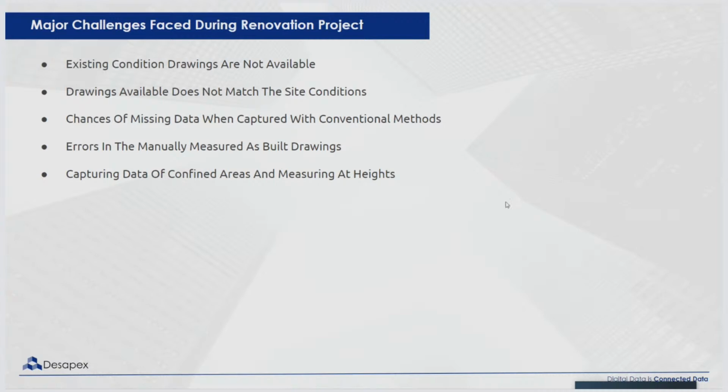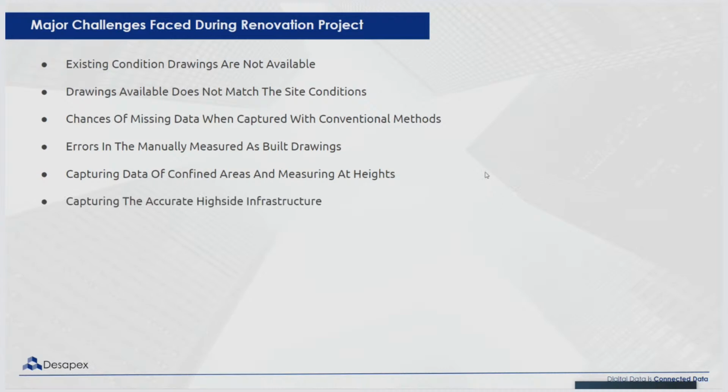With manual methods, it is hard to measure information of confined spaces and hard to reach areas. Even working at height to get measurements is a high-risk method. It also requires a plan to arrange ladders, scaffoldings, and scissor lifts, which requires a lot of effort and time. So the amount of manpower and the time spent on capturing the information is not actually justified.